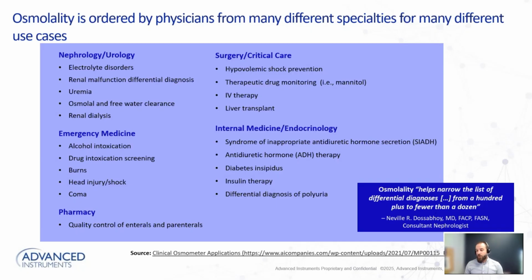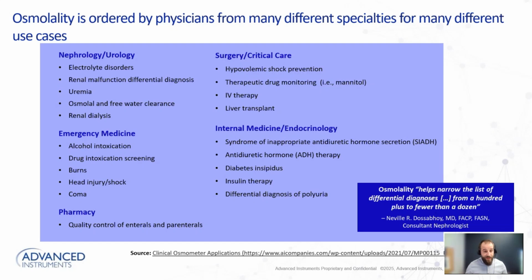So the example that we're going to be taking a deeper dive into on this list of 5 down here is diabetes insipidus. It is a critical tool in the diagnosis of diabetes insipidus. If you don't have osmolality in-house in your laboratory, it's very difficult to make this diagnosis. And you're going to see why once I go through the process. It's a very critical tool.